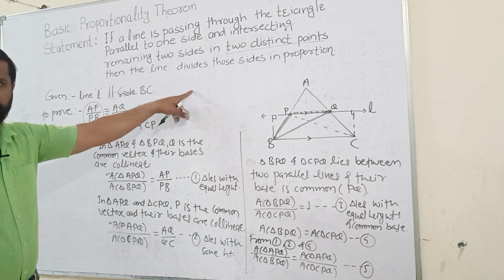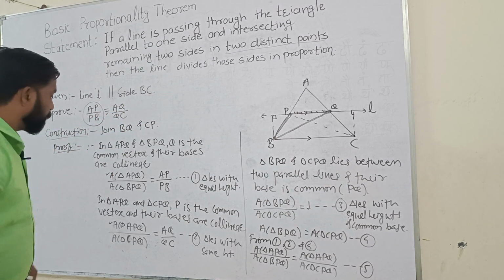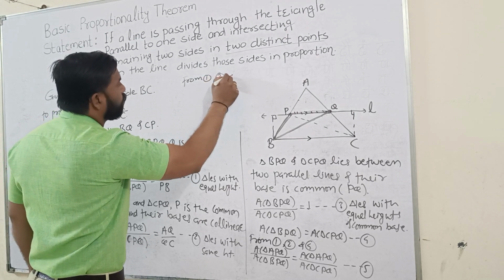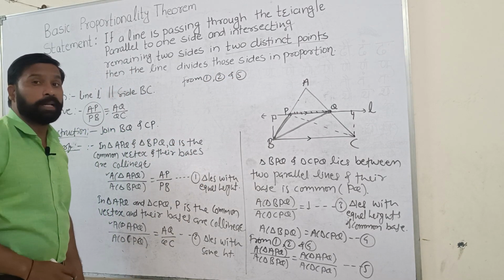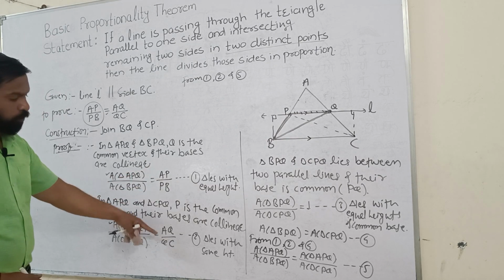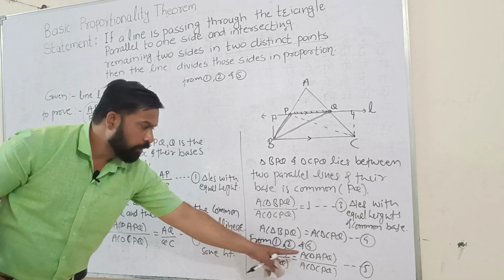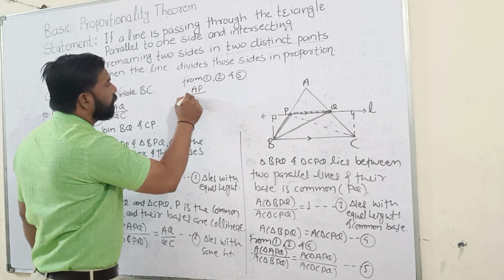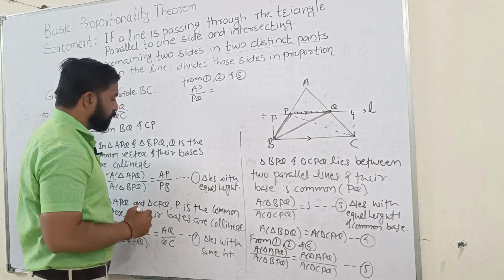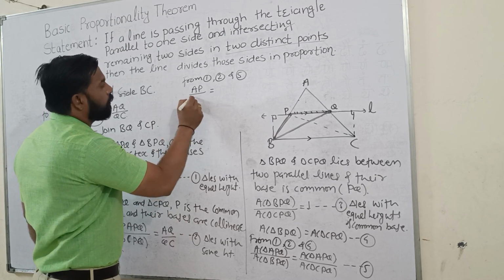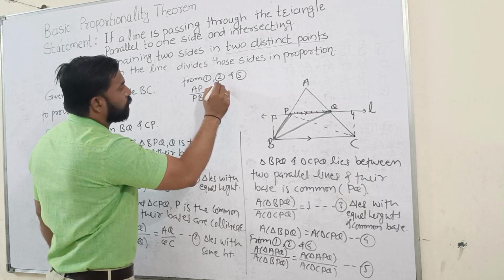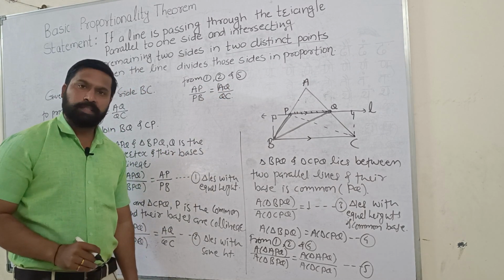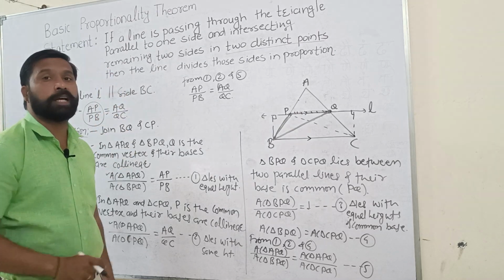I will write my last statement here due to the lack of space. So, from 1, 2 and 5, what can I write, beta? APQ, BPQ, their corresponding values are this one. As they are equal, their corresponding values are also equal. Therefore, AP by PQ is equal to AP by PB is equal to AQ by QC. This is how we can prove the basic proportionality theorem.